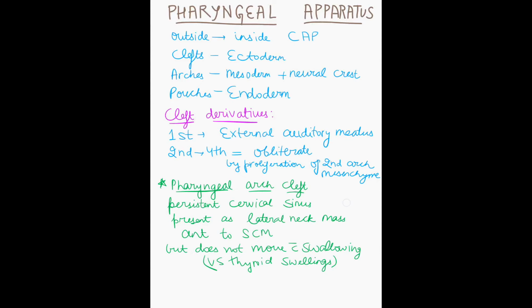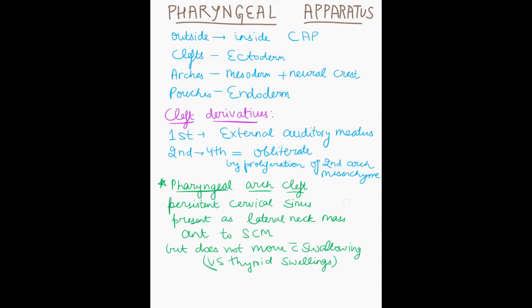Hello everyone. In this video, we will be discussing the pharyngeal apparatus. So, the pharyngeal apparatus, from outside to inside, has clefts, arches, and pouches. Clefts are made up of ectoderm, arches are derived from mesoderm and neural crest, and pouches are from endoderm. How to remember cleft, arches, and pouches? From outside to inside, we have CAP.